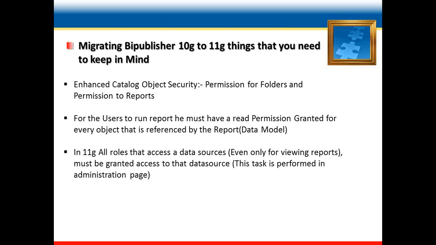And in 11G, all the roles that access the data sources, even for only viewing a report, must be granted access to the data sources. And this task is performed in the administration page. So in 11G, all roles that access data sources, these are the things we have to keep in mind while migrating BI Publisher from 10G to 11G. So this is about migrating BI Publisher from OBIEE 10G to 11G.